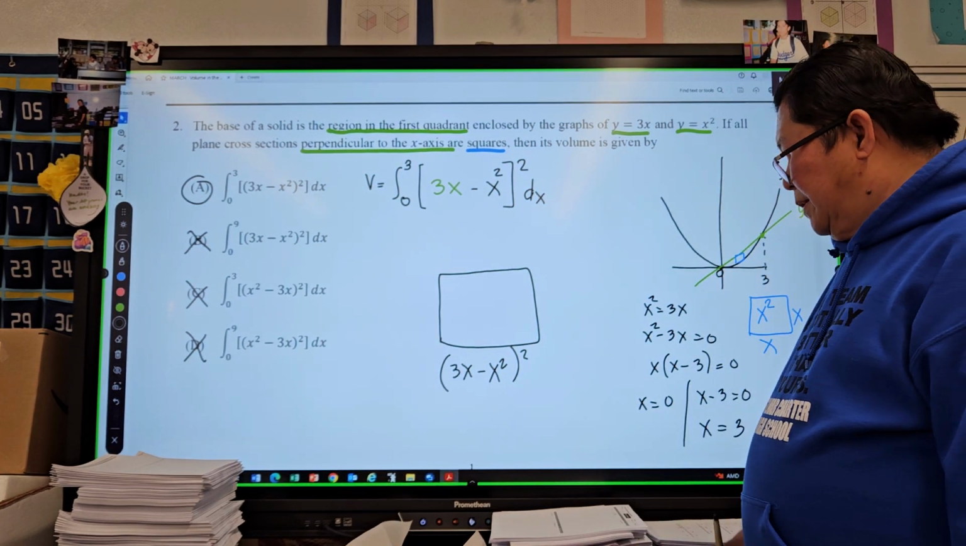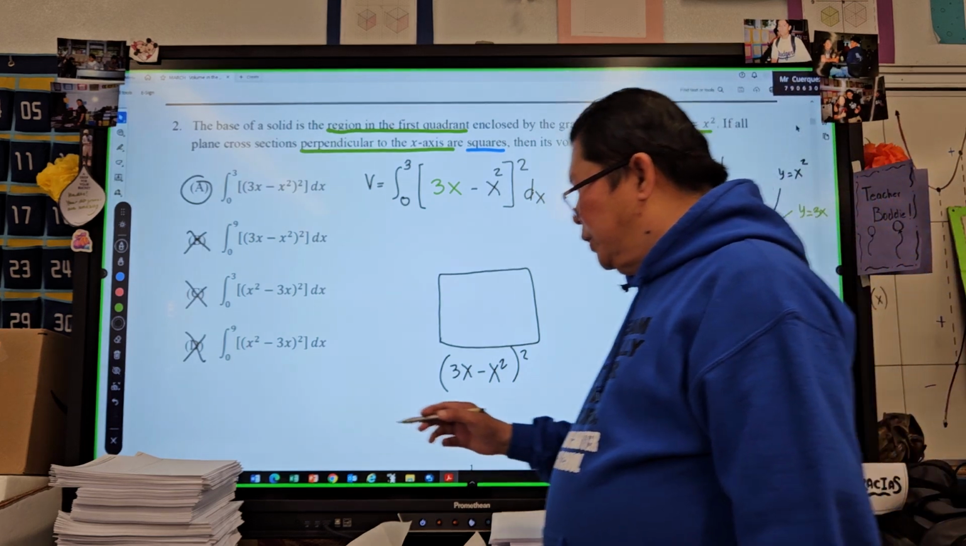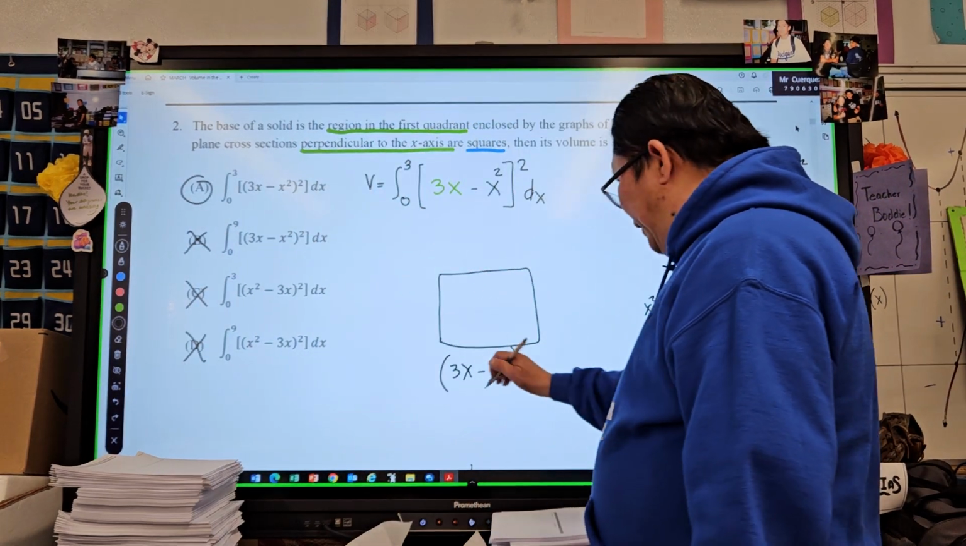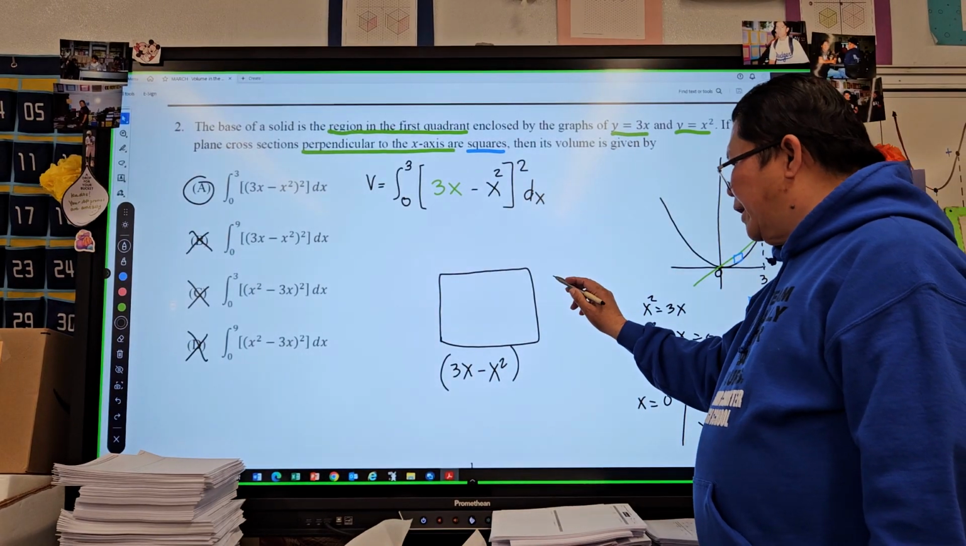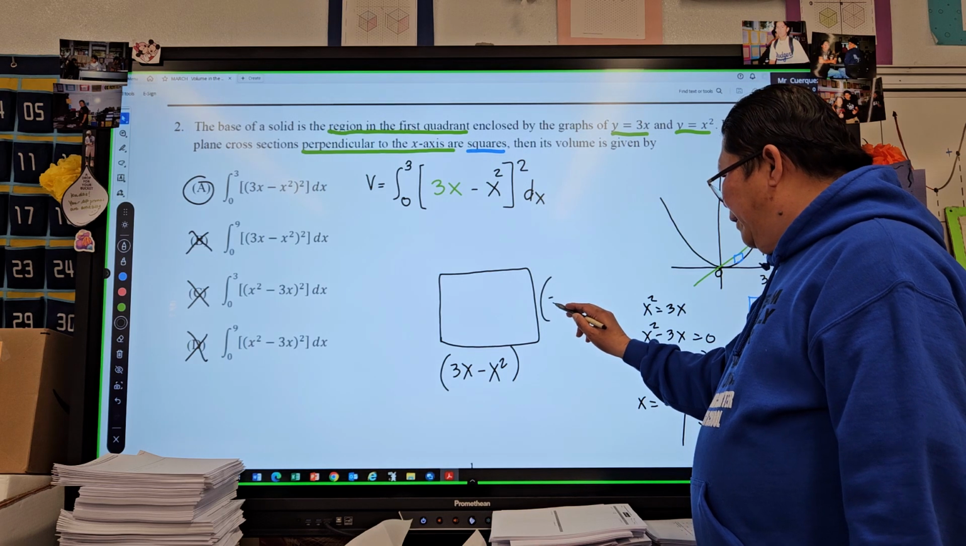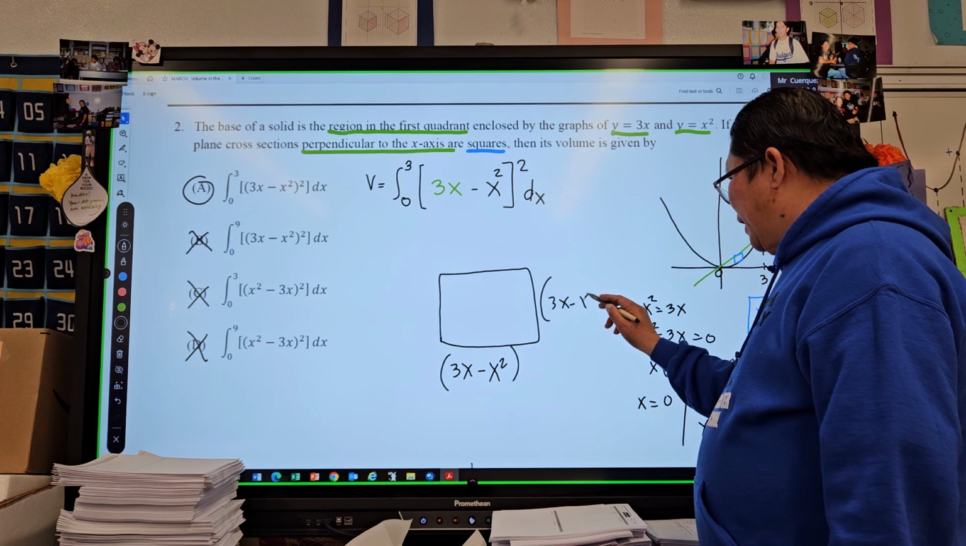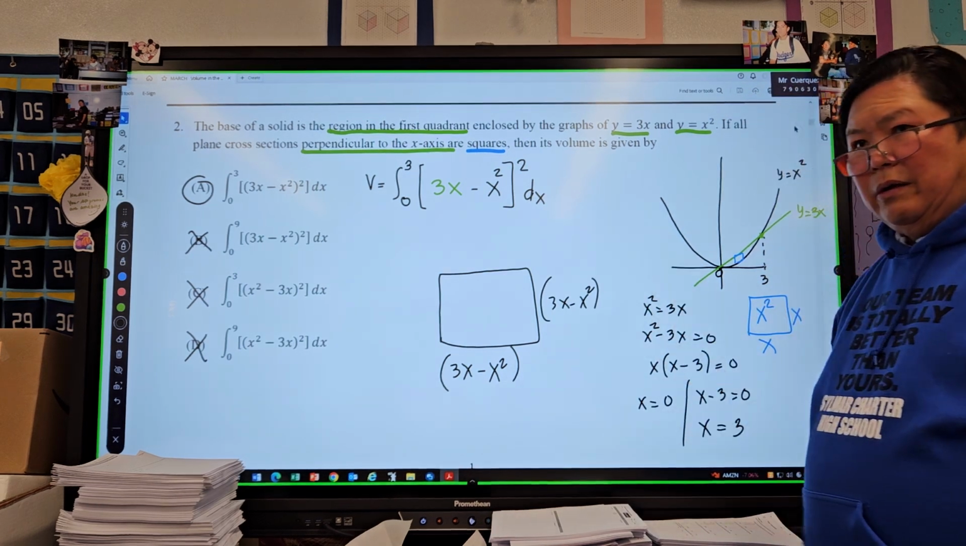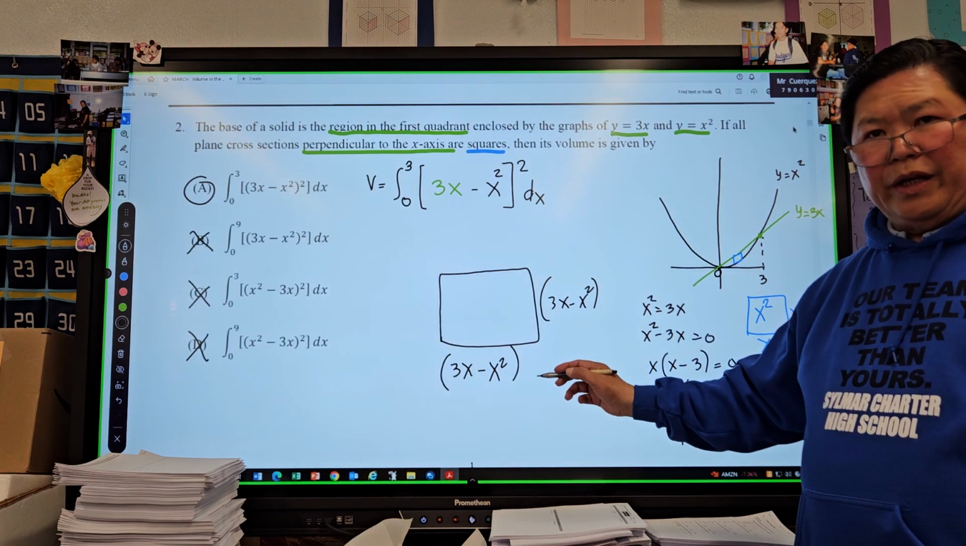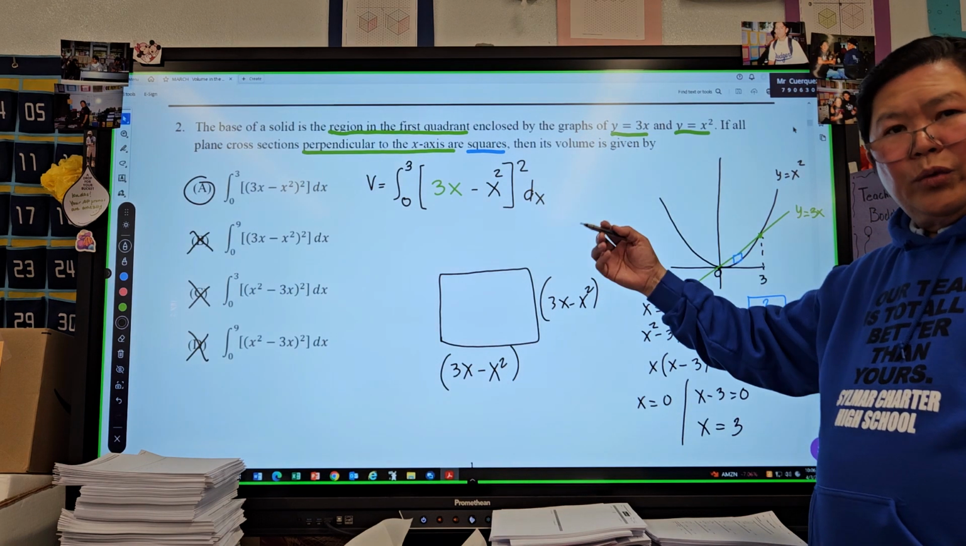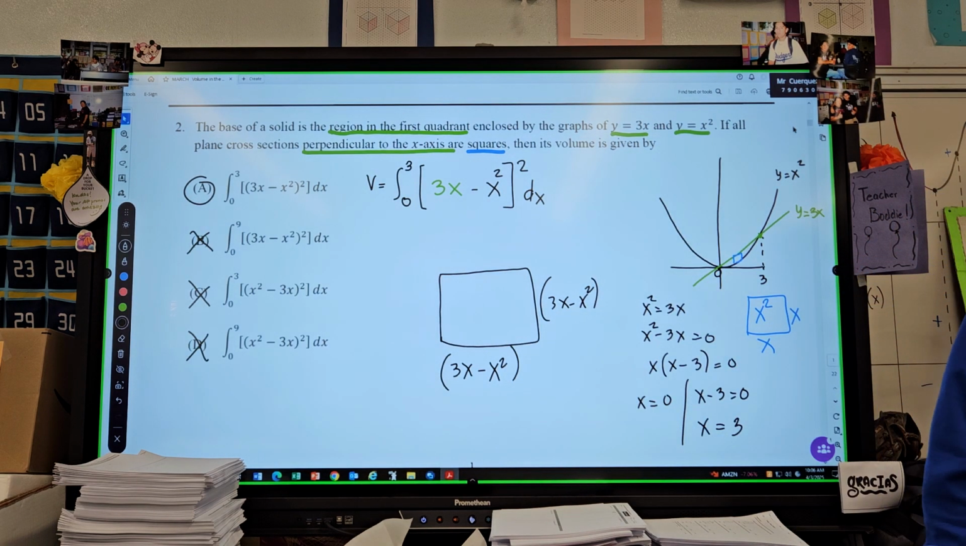Or maybe you want me to do it this way. This is one of the sides, and the other side of the square is the same thing, 3x minus x squared. So the area is 3x minus x squared, squared. Okay. Any question?